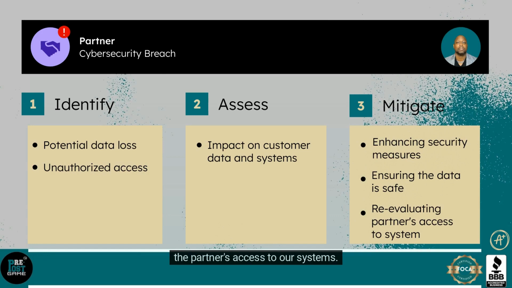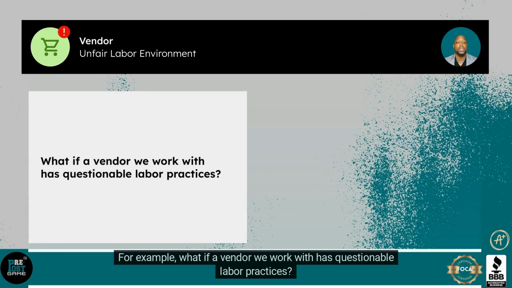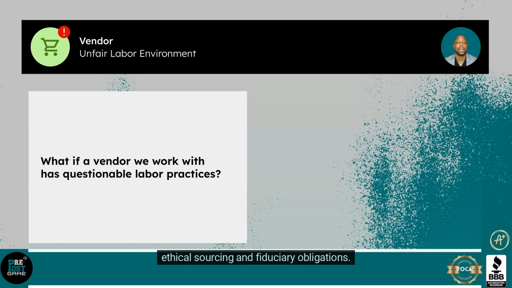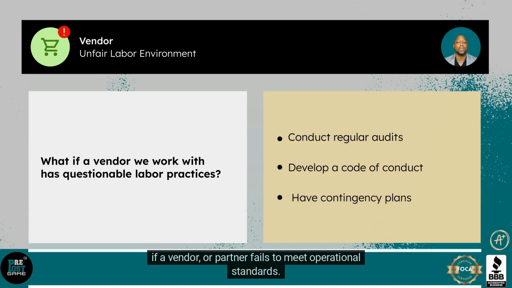to our systems. Then, there are risks that are not so obvious. For example, what if a vendor we work with has questionable labor practices? If uncovered, it could lead to reputational damage and headline risk for us, given our commitment to ethical sourcing and fiduciary obligations. Our strategy? We could conduct regular audits, develop a code of conduct for our vendors, and have contingency plans if a vendor or partner fails to meet operational standards.